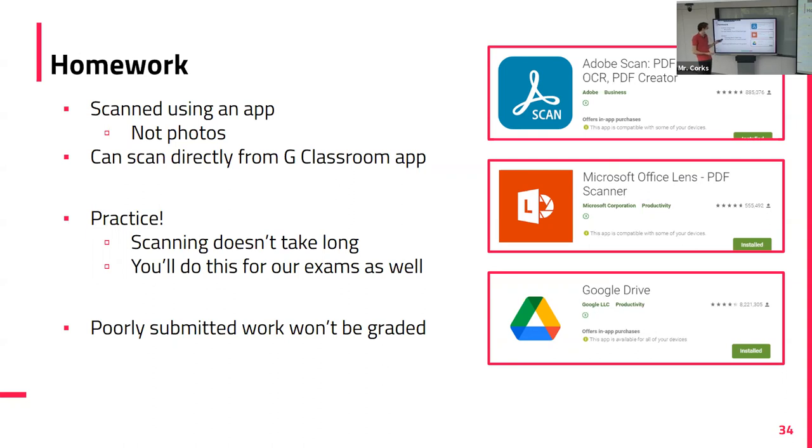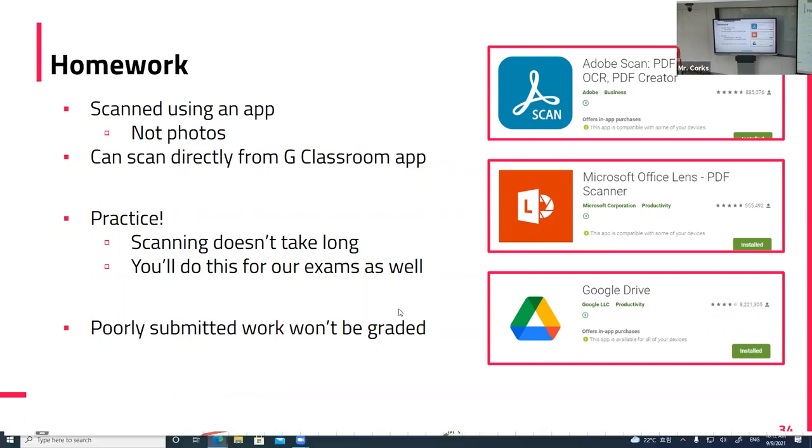I know a bunch of students take a photo and email it to themselves, and then on the laptop they upload it to some other website and combine it. I don't know why they spend 20 minutes doing this. The scanning app will take about a minute. It's really quick and easy, so please actually do that. I even posted a video.